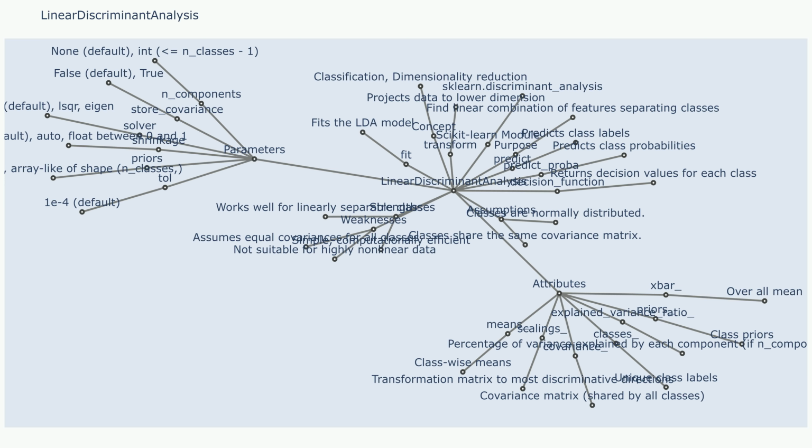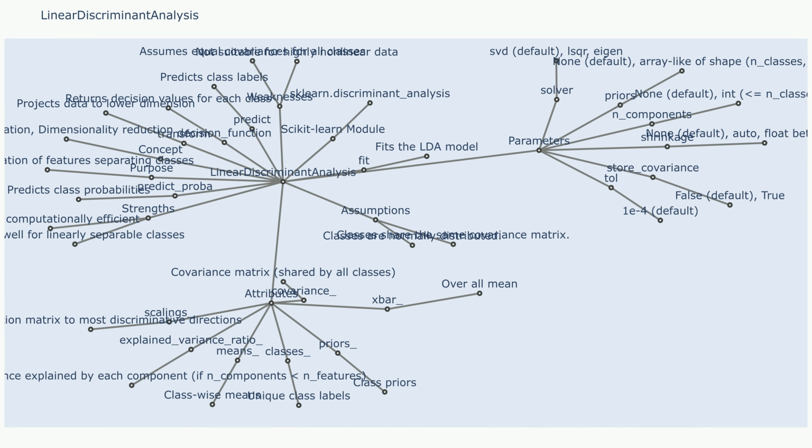sklearn.discriminant_analysis.LinearDiscriminantAnalysis. A detailed explanation. Linear discriminant analysis (LDA) is a powerful classification technique used in machine learning. The sklearn.discriminant_analysis.LinearDiscriminantAnalysis class in scikit-learn provides an implementation of LDA, allowing you to build classifiers for both binary and multi-class problems.